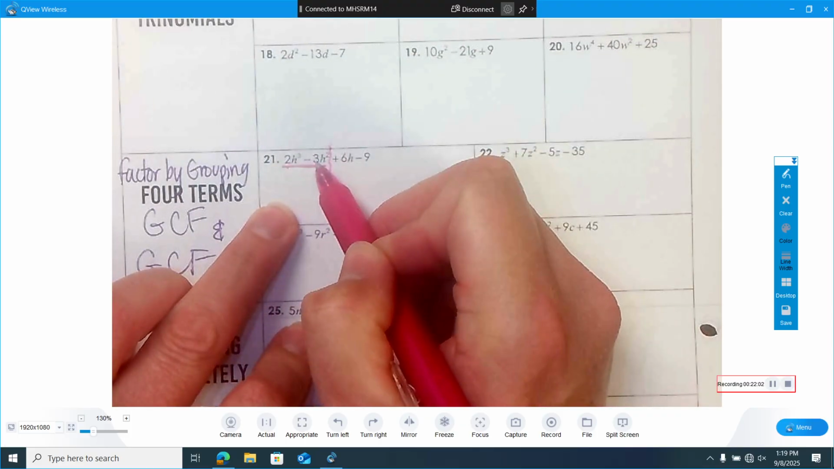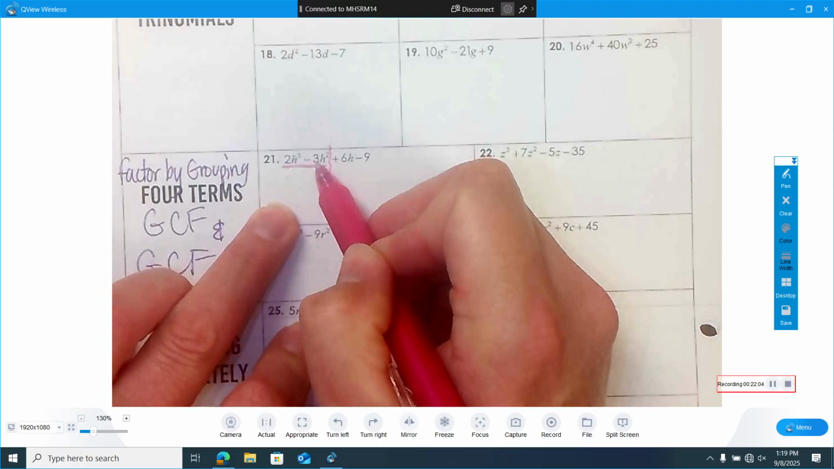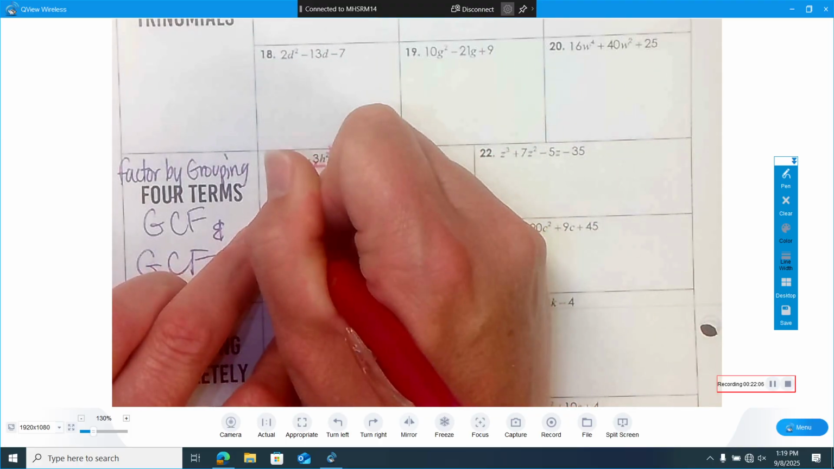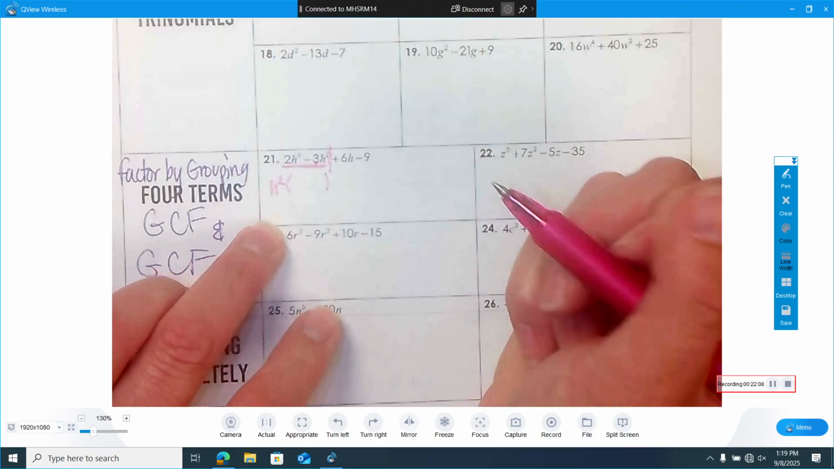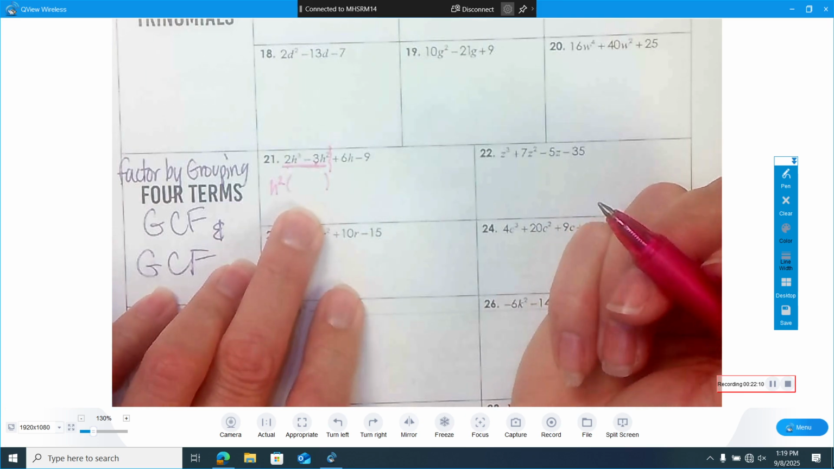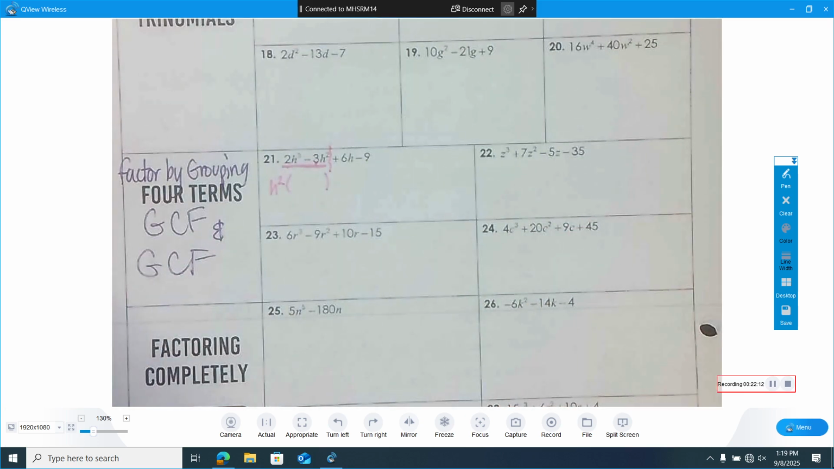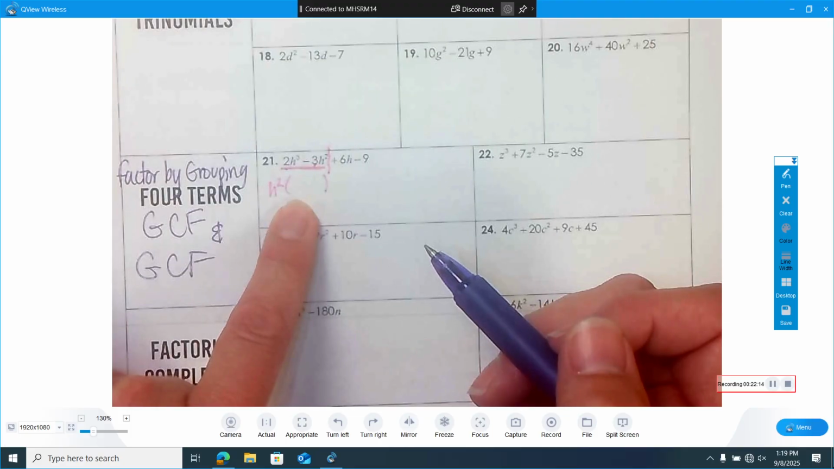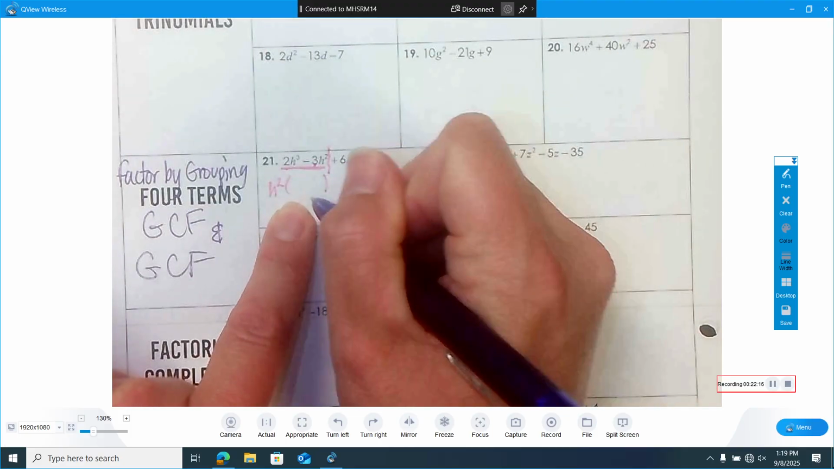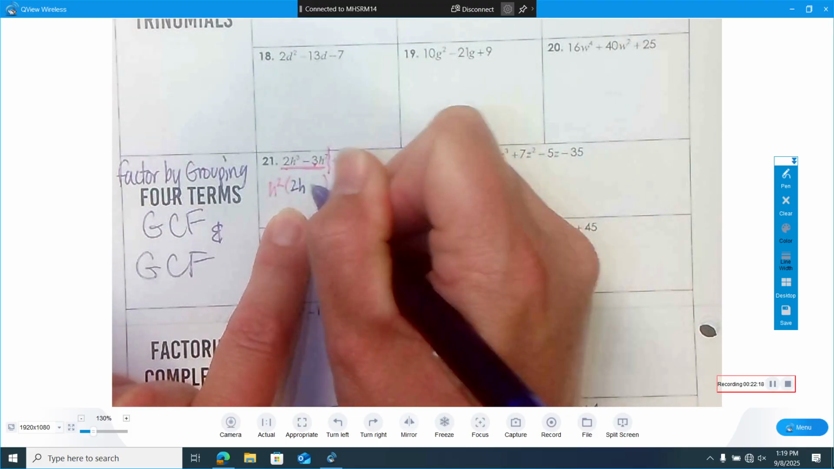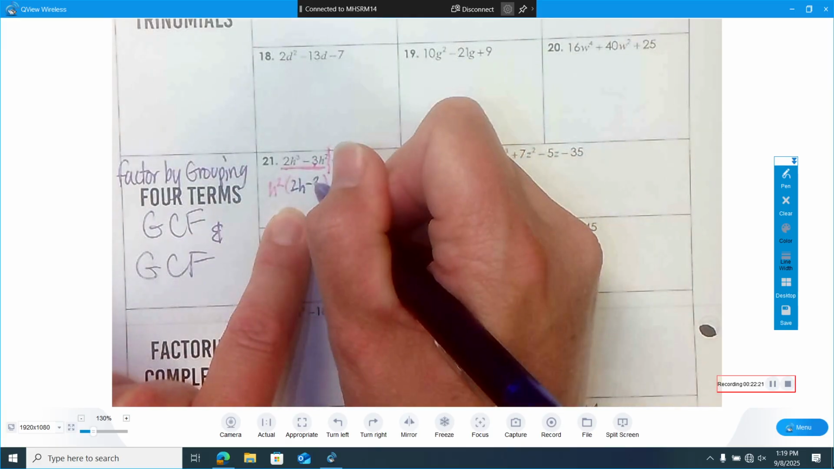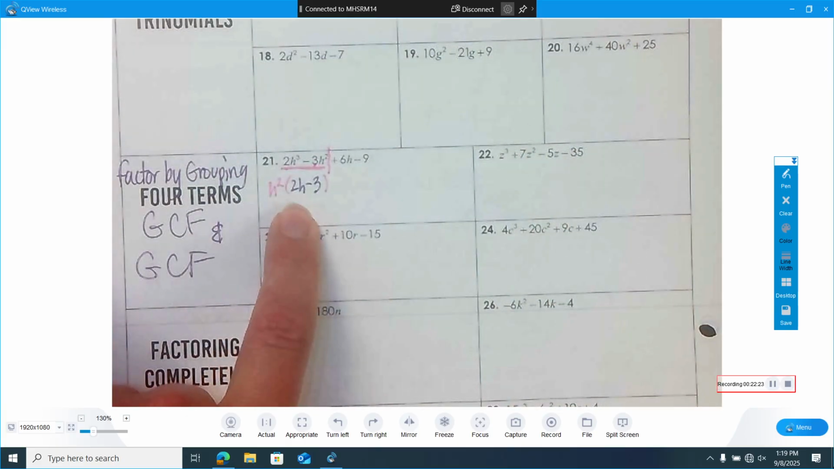Can I take a 2 out of a 3? No. Just h squared can come out of both of those. If I take out the h squared from each of those two terms, what's left behind? 2h minus 3. Very good. How do you know if you did that right? Plug it in. Multiply it back in.